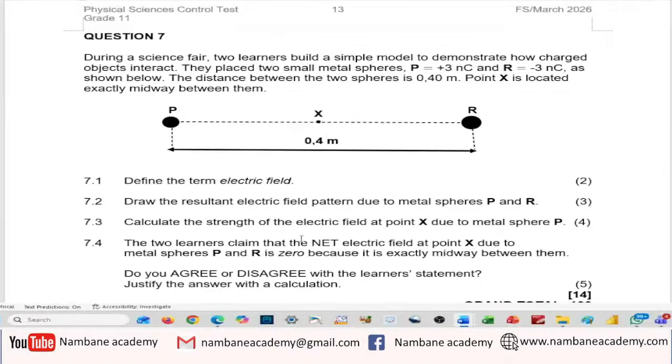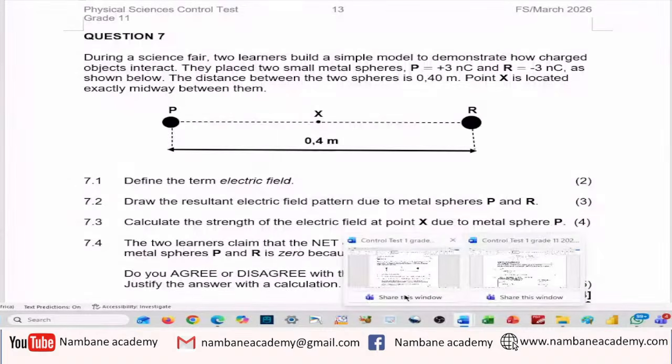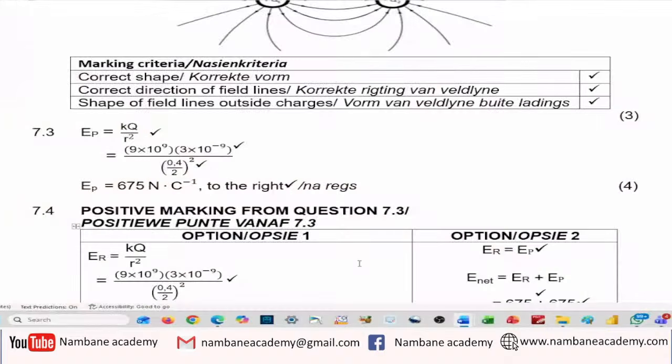Calculate the strength of electric field at point X due to metal sphere P. Due to metal sphere P, we are asked to calculate the strength of the electric field at X. So point X is in the middle of the two charges. Therefore, it will be 0.2, the distance between X and the charge.